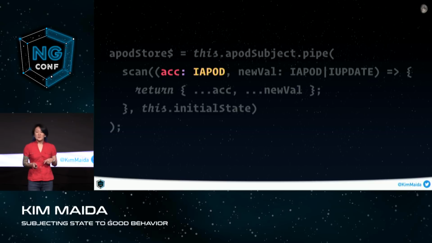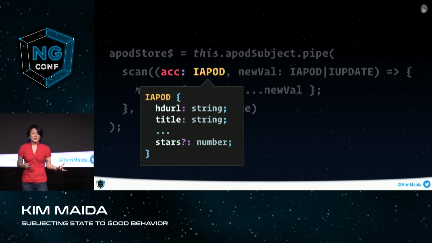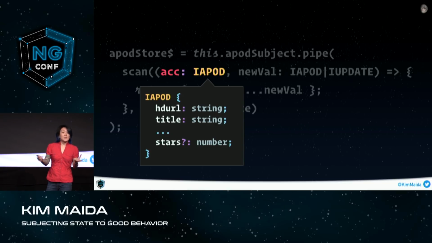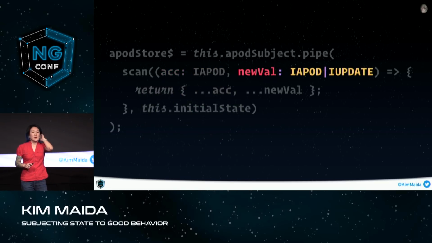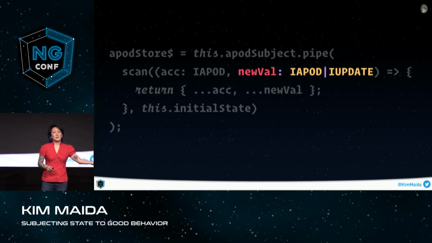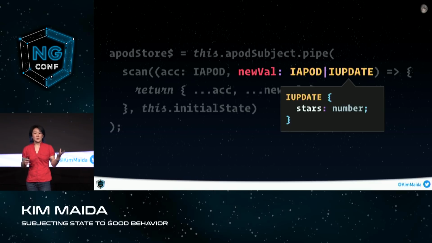So first of all, we have access to the accumulated value here, and this is essentially the current state. So it's whatever was in the subject previously before we sent the next value in. Now I expect this to be in the shape of this apod interface. I want some data from the API, and then it may or may not have stars at any given time. And I also have access to the new value, which can be either the shape of the apod, for example, if I'm grabbing data directly from the API, or it can be this update interface, which is just an object with a stars property and then some number of stars as I add stars.